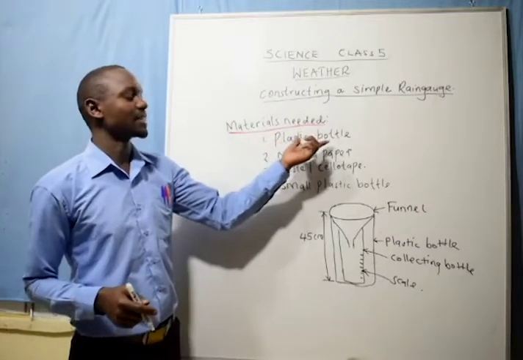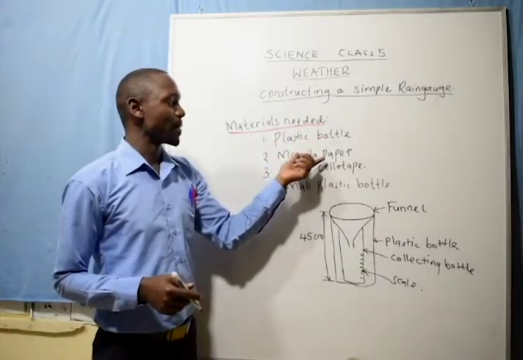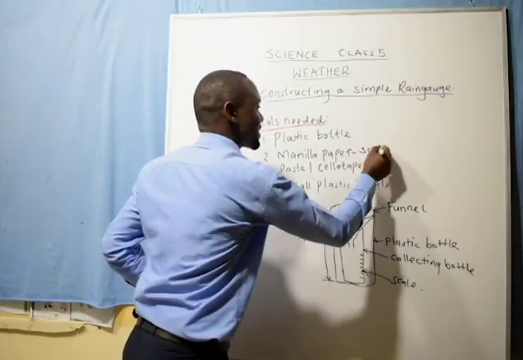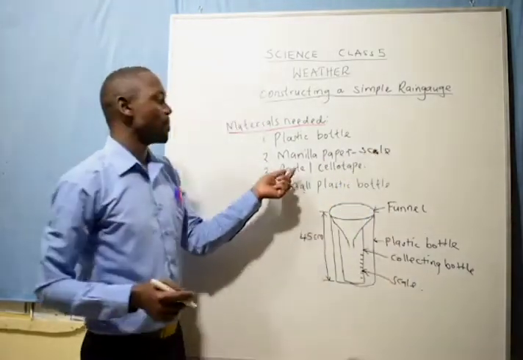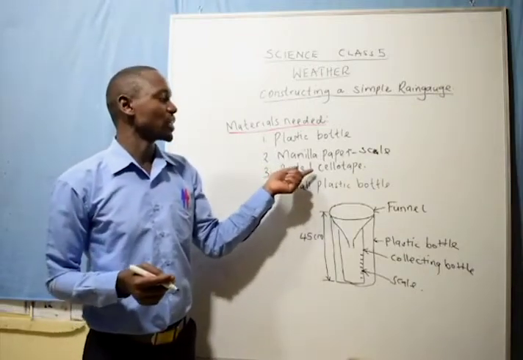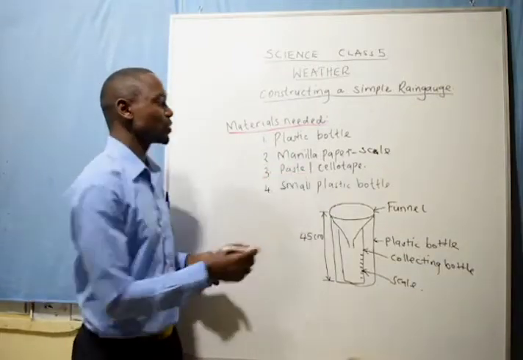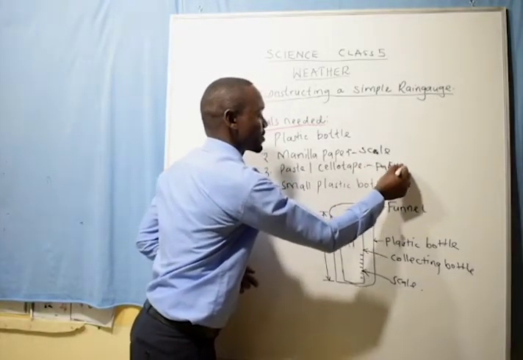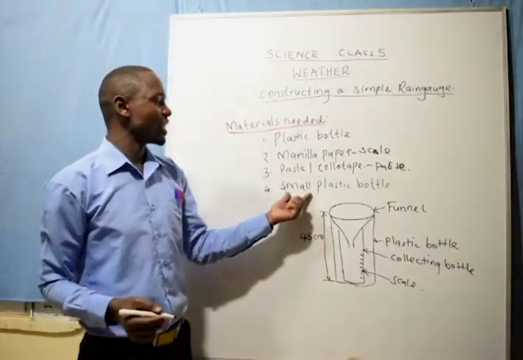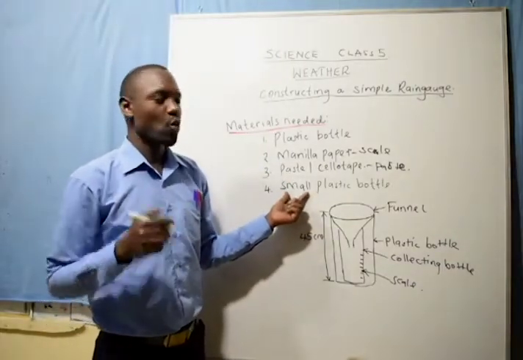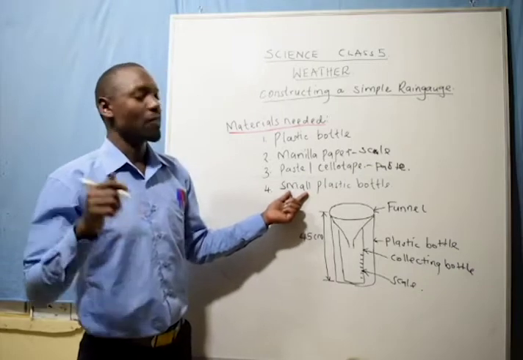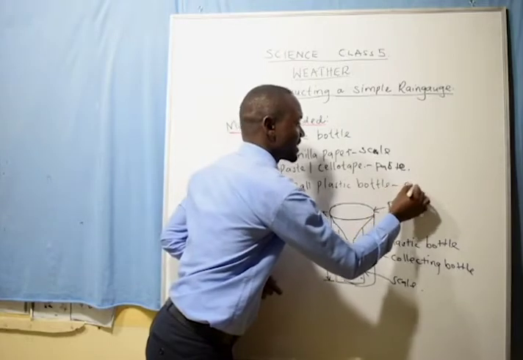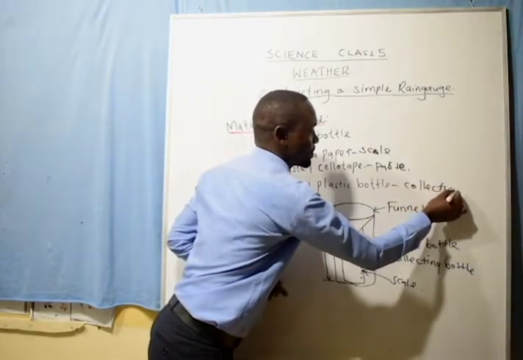You need a plastic bottle. You need manila paper. What is the purpose of the manila paper? The purpose of the manila paper is to make the scale. You also need paste, that's glue or sellotape. The function of the sellotape is to paste the scale on the weather instrument or on the bottle. You also need a small plastic bottle. What is the purpose of the small plastic bottle? The purpose of the small plastic bottle is to make the collecting bottle.